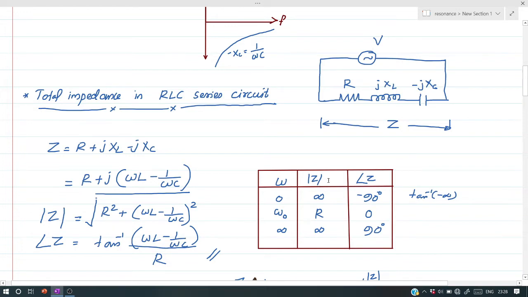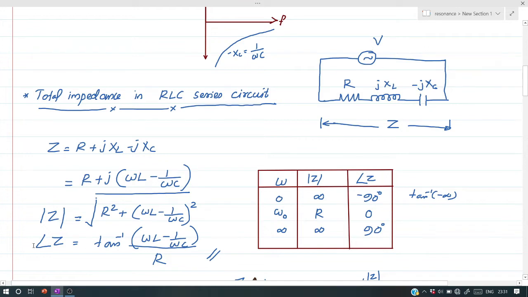Now we can find out the value of the magnitude of impedance and angle of this impedance for different values of omega. First of all, let's see omega is equal to 0. So corresponding to omega equal to 0, the magnitude of impedance is equal to root of R square plus this part becomes 0. Finally, it becomes R square plus 1 by omega C whole square. 1 by omega C becomes infinite. Therefore, magnitude of impedance becomes infinity corresponding to omega equal to 0.